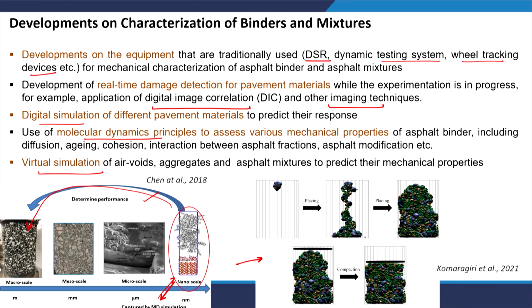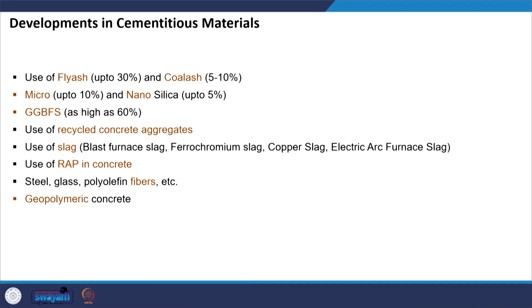So, in the coming near future, it will not be surprising to see many such developments actually happening in the field. Talking about the development in cementitious material, you can divide these developments in two broad categories. One is the replacement of aggregates using alternate materials. For example, we have recycled concrete aggregates that have been used to produce concrete mixtures and DLC mixtures. People have used slag in different forms, for example, blast furnace slag, ferrochromium slag, copper slag, electric arc furnace slag and so on as replacement of natural aggregate. People have also used reclaimed asphalt pavement aggregates to produce concrete mixtures.